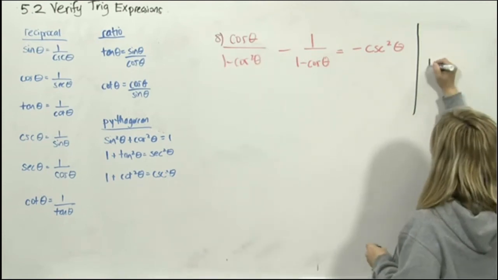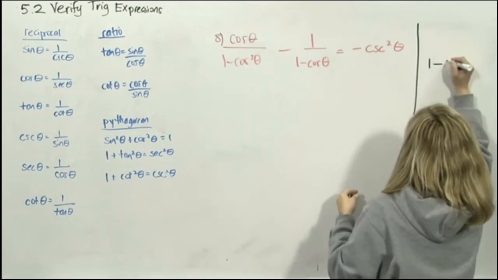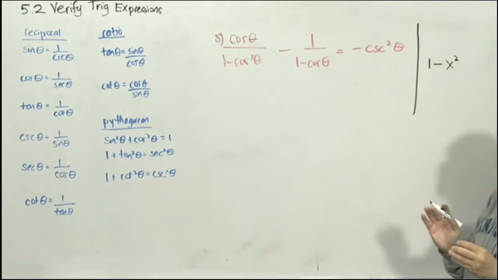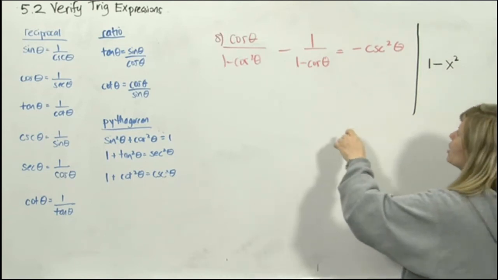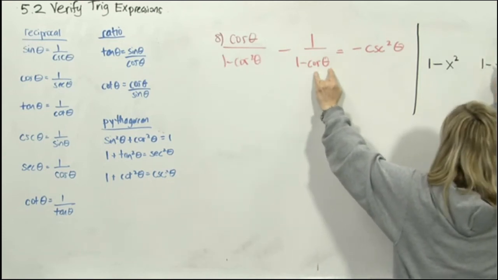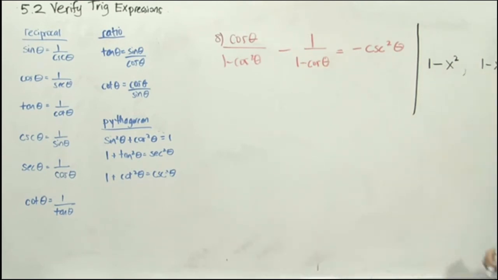So in that denominator is a 1, a minus. But instead of writing cosine squared theta, I'm just going to call that x squared. I'm going to replace x for cosine theta. So that's 1 minus x squared. This denominator is 1 minus, and cosine theta is just x. There's no square in this one. So let's take this back to algebra.